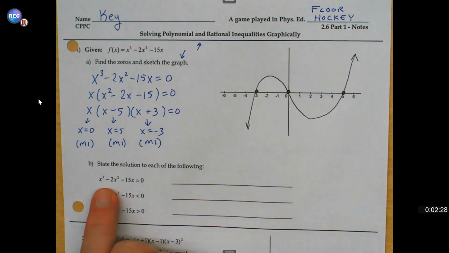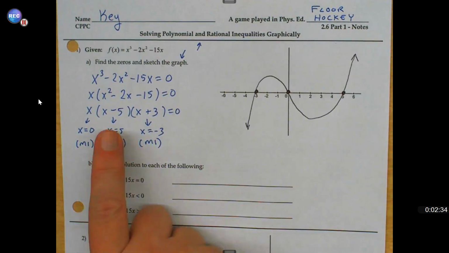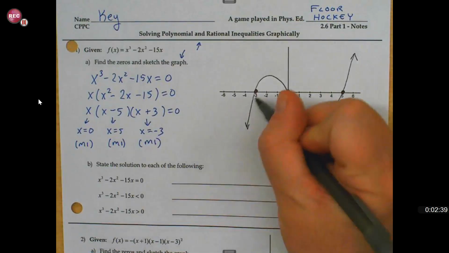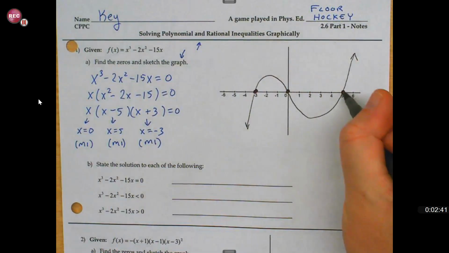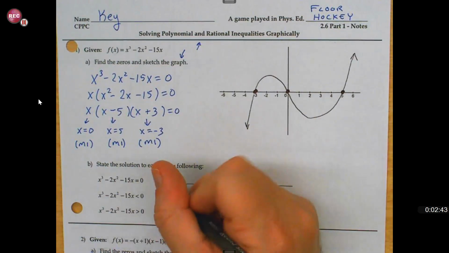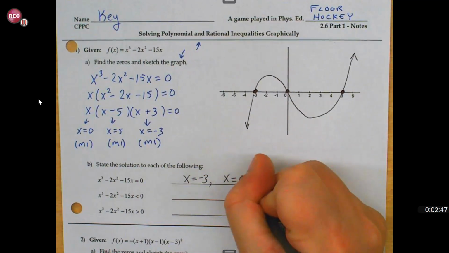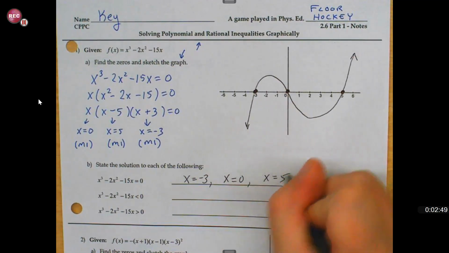If I gave you a polynomial equation where it's set equal to 0, we could always try to solve that by factoring, and we did that up there. So I'm just going to write the solutions to that in black, and that corresponds to the 3 x-intercepts on the graph. So we'll just say x equals -3, x equals 0, x equals 5.